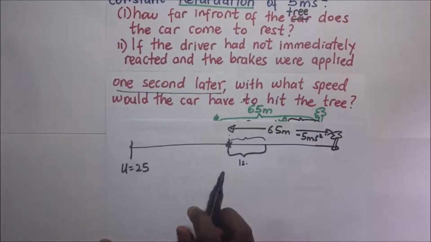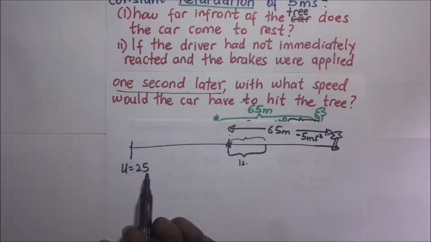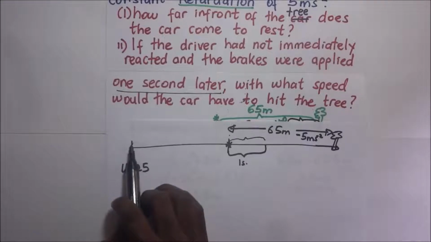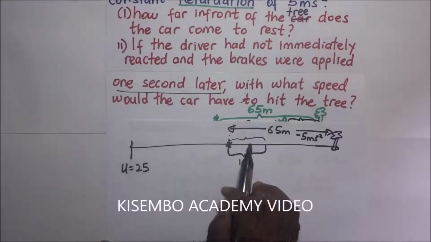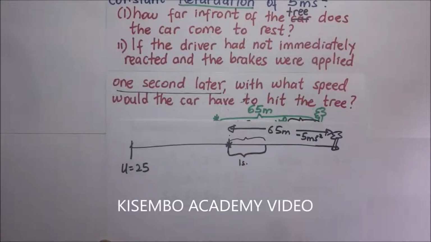Now remember that when he was beginning his journey, he was moving at a constant speed of 25 meters per second. Since he was moving at this constant speed of 25 meters per second, it means the acceleration from this point to that point until he applies the brakes is 0, because at constant velocity, the acceleration is 0.